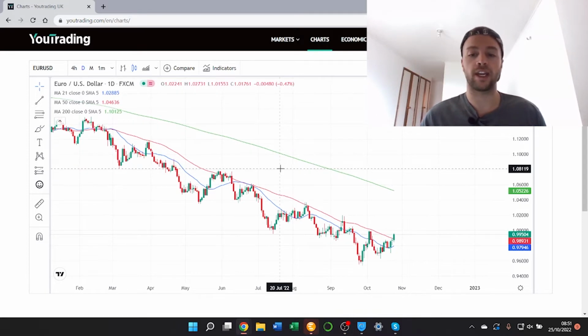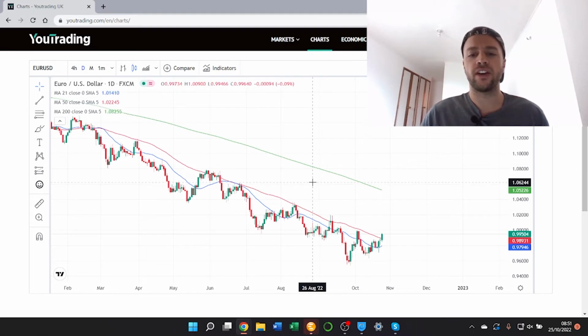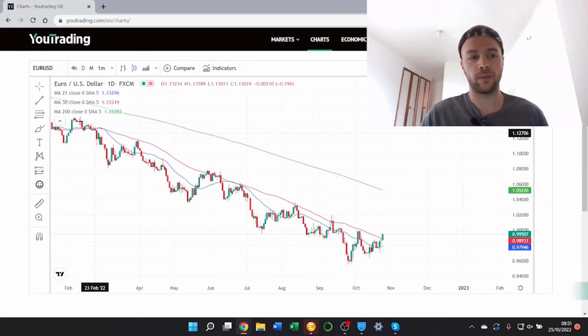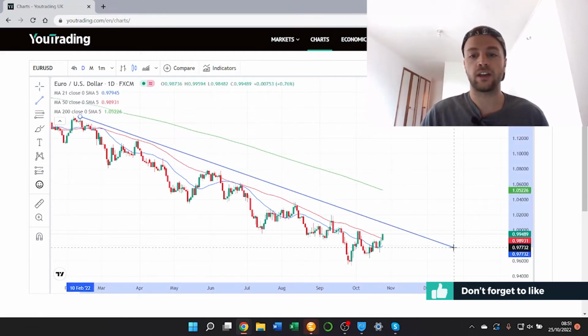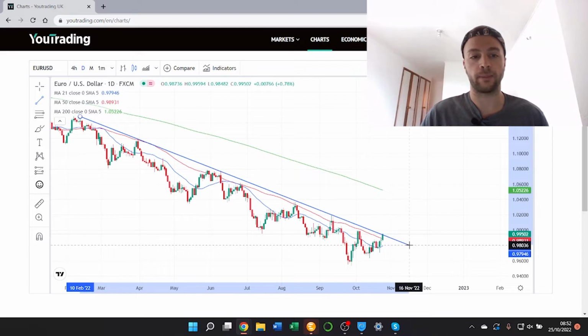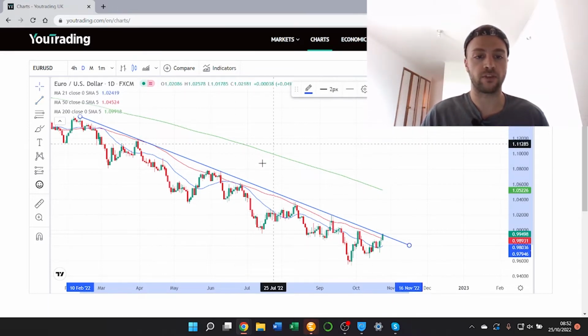I've got euro dollar here on one-day candlesticks, and I think that there are some very interesting developments happening right now, technically speaking anyway. It looks like we might be getting quite an important breakout happening, or on the verge of happening. You see, I've just drawn up here.